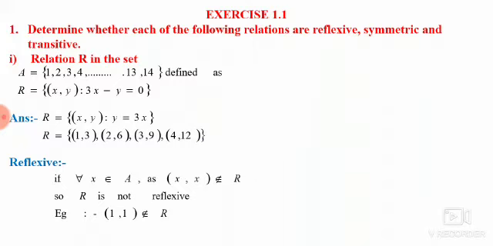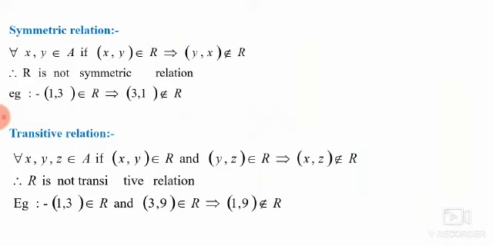Dear students, we see the definition of symmetricity. For the relation R, for all x comma y belongs to A, if I select any ordered pair from the given relation, its reverse ordered pair must be there in the same relation. If I take x comma y belongs to R, it implies that y comma x does not belong to R. Therefore, R is not a symmetric relation. For example, if I take the first ordered pair of the given relation in the previous slide, 1 comma 3 belongs to R. This implies 3 comma 1 does not belong to R. That's why the given relation is not a symmetric relation.